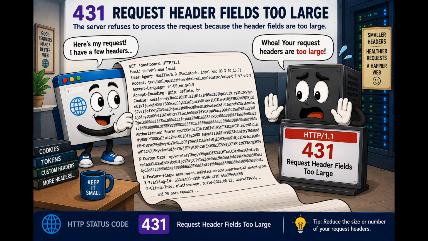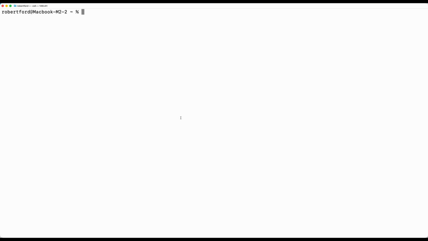The 431 Request Header Fields Too Large is a response code that is returned by the server when the header is basically too large. It could be that there are too many headers, or maybe the headers themselves are just too big. To demonstrate this, I'm sending a new header with 9,000 characters using the curl command.